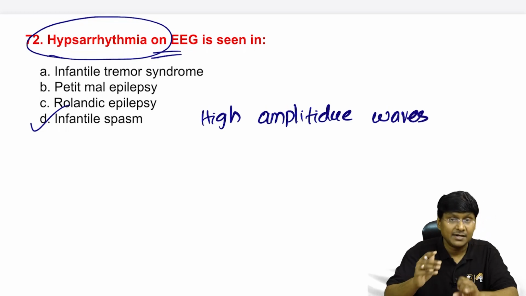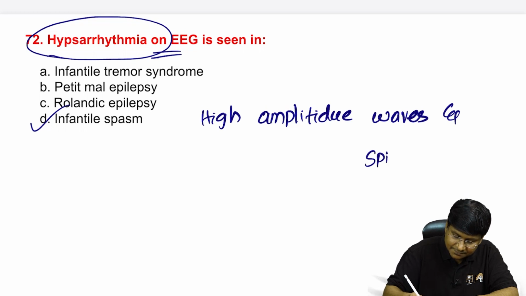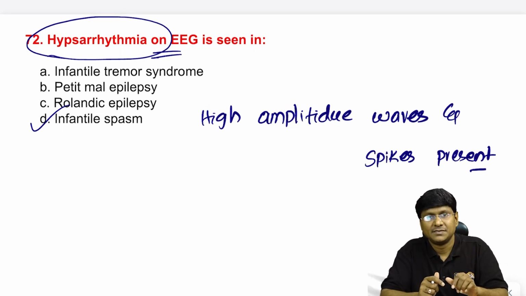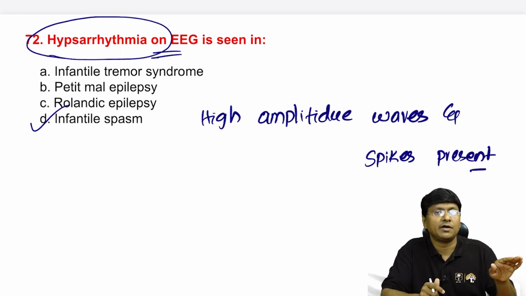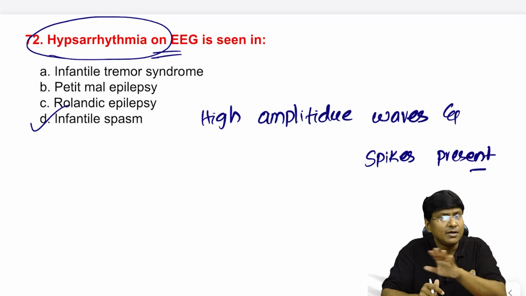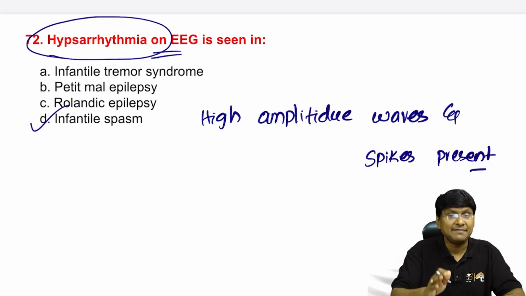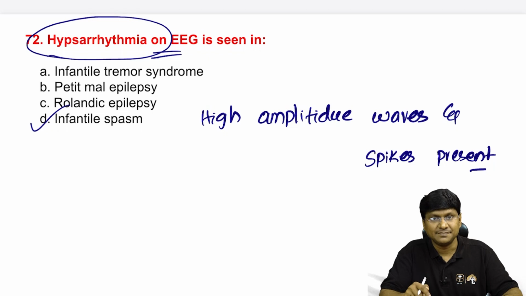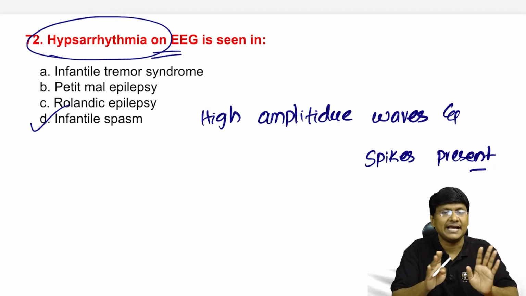right? Hypsarrhythmias are high amplitude waves and spikes are present, and they randomly appear with no topographical distribution. Okay, and in case of infantile spasm, there is highly disorganized brain activity.